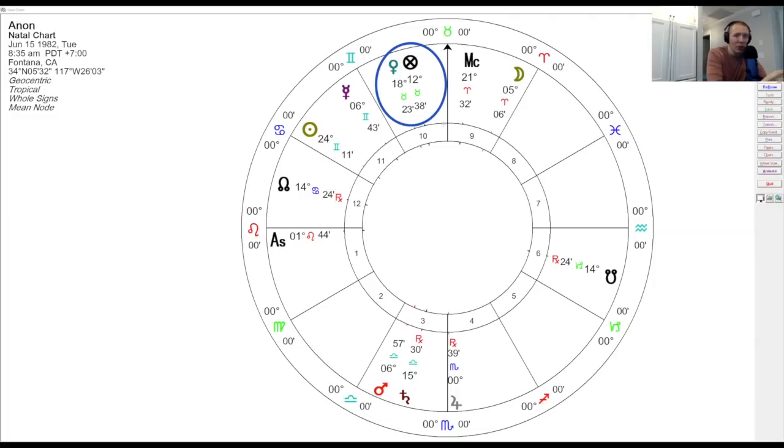It's an even more of an emphasis on Venus. It's like a little power up for Venus. So we know that Venus is very important in this person's life.